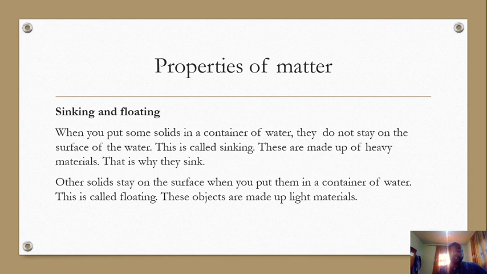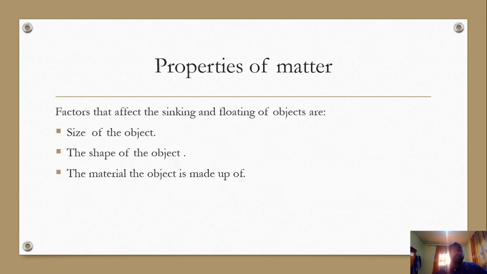The objects that do not sink and stay at the top of the surface when you put them in a container of water are made up of light materials. So they float instead of sinking. When they go deep down, it's called sinking. But when they stay on top of the surface of the water, it's called floating.